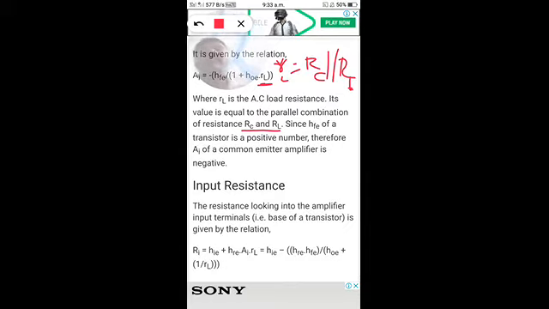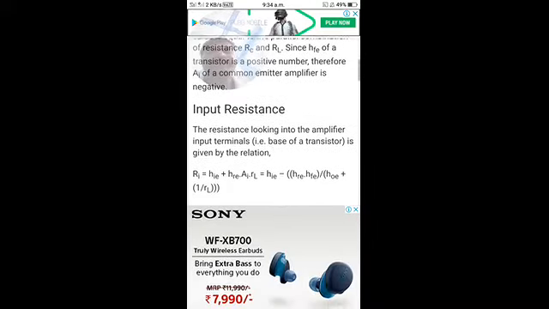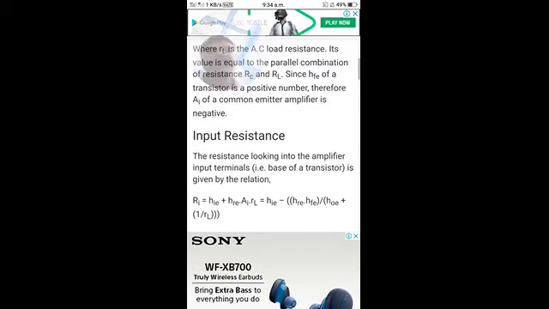Then we have derived the equation for input resistance of the transistor, the resistance looking into the amplifier input terminals, the base of the transistor. It is given by the relation: the input resistance Ri is equal to HIE plus HRE into AI into RL. And again we substitute the value of AI, which we know is minus HFE by 1 plus HO into RL.